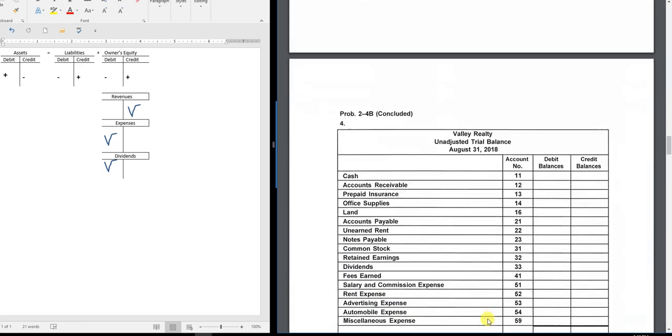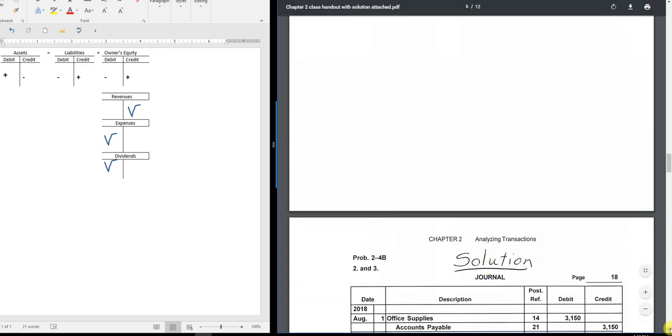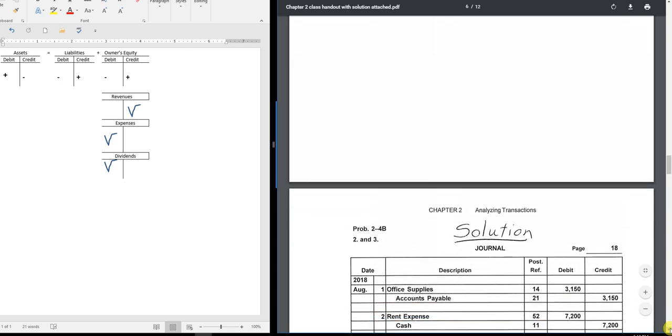But again, the important part is the journal entries, and that's what I'm going to focus on. I'll show you the ending balance in those at the end to see if you caught them all.